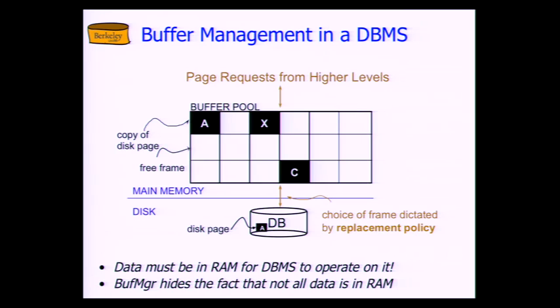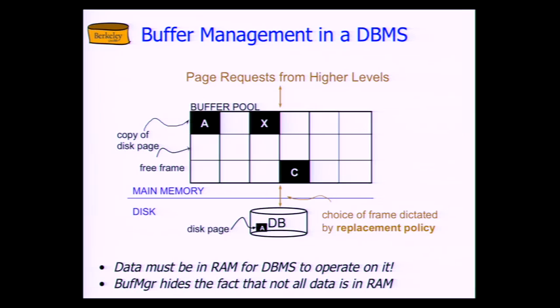So page A might currently be cached in the buffer pool, along with a page X and a page C. They're not necessarily in any particular order in memory in this buffer pool, so we're going to be replacing these pages and putting them into frames completely independently. Data has to be in RAM for the DBMS to operate on it. The buffer manager is going to hide this fact, so the upper layers are just going to assume that they can talk about disk pages. But there's going to be a little lookup table on the side of this buffer pool that's going to say disk page A is currently in frame 1 of the buffer pool. And when you access disk page A, it'll actually point you into memory at frame 1.